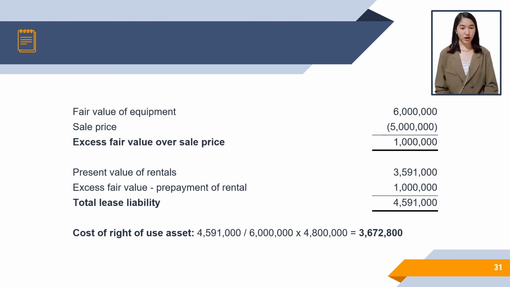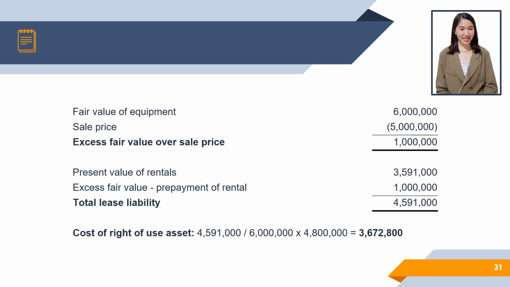In this illustration, since hindi na equal yung fair value sa sale price, kailangan natin malaman kung gaano kalaki excess fair value over sale price. So, gagawin lang natin is to get the difference between the two, which is 6 million minus 5 million and equals to 1 million. So, di ba according nga sa IFRS 16 paragraph 101, kapag hindi equal yung fair value and sale price, kailangan natin adjust. At kapag below fair value, yung sale price, ang kailangan natin i-consider itong excess na prepayment of rental.